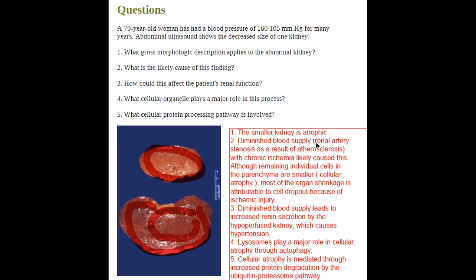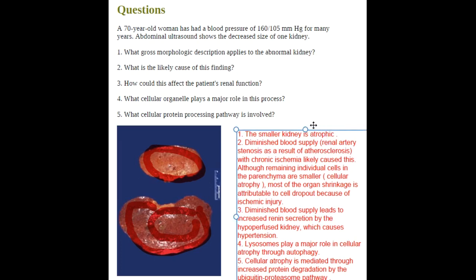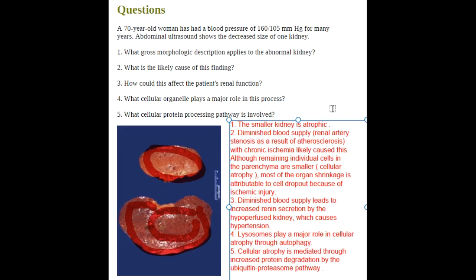It can be due to the renal artery stenosis, which occurs due to atherosclerosis. Due to atherosclerosis, there can be renal artery stenosis resulting in decreased blood supply to this kidney, thus causing atrophy of this kidney. How could this affect the patient's renal function?